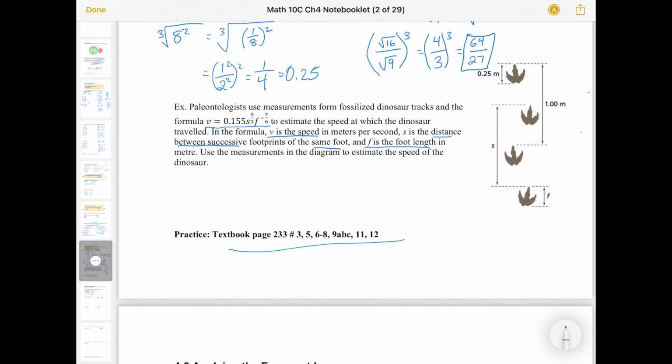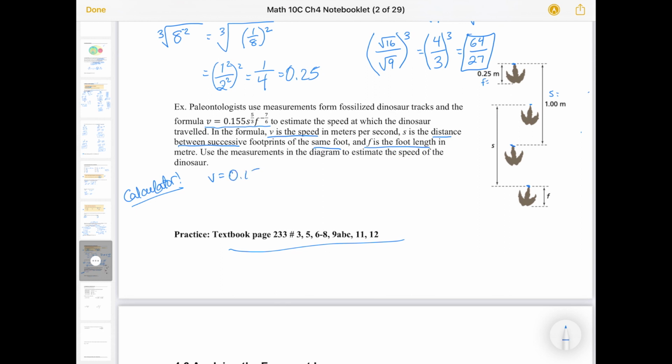Okay, so let's see what we know here. From the very tip of this foot to the tip of it again is S. You can see here we're given from the tip to the tip as 1 meter. So S is 1 meter, and our foot length is 0.25 meters. So don't be a hero on a question like this. Let your calculator have its day. We are going to use our calculator. Don't try to do this without it. The calculator, that's all you need.